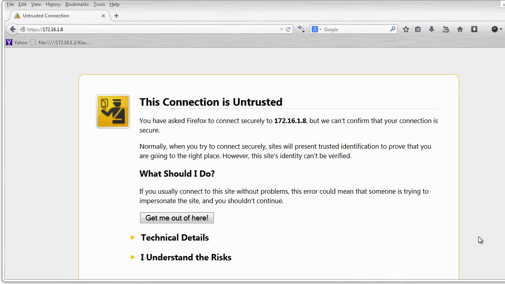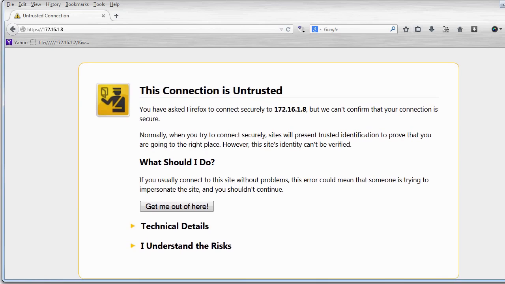I am pretty sure you have seen a message like that when you browse the internet. Firefox, Internet Explorer, Chrome, all browsers will do that. In most cases, people just say, yeah, whatever, I don't know what that is, and it makes sense to read what your browser is trying to tell you at the moment. Let's check. Firefox wants to connect to 172.16.1.8, but we cannot confirm the connection is secure.